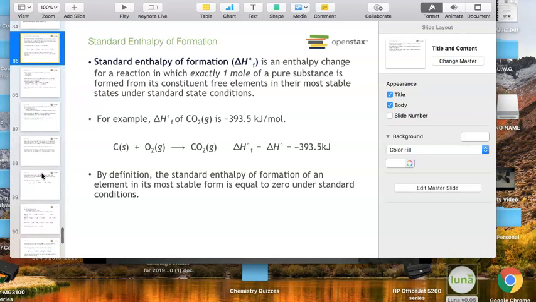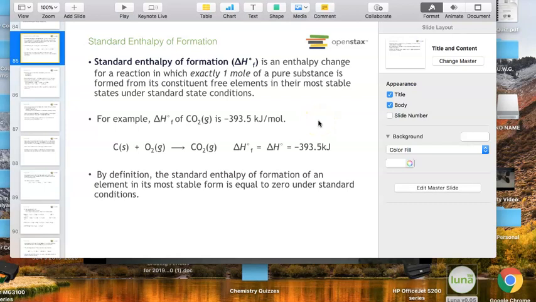All right, so here, going back to standard enthalpy values, we're talking about standard enthalpy of formation. We talked about standard enthalpy of combustion. Now we're talking about standard enthalpy of formation. That is the enthalpy change for a reaction in which exactly 1 mole of pure substance is formed from its constituent free elements in their most stable states under standard state conditions.